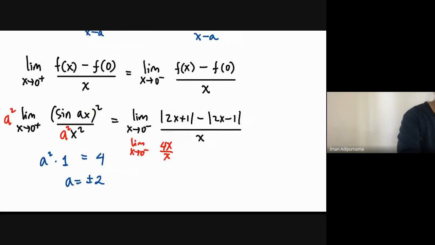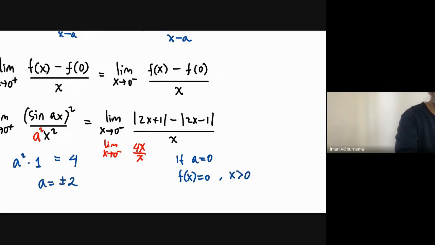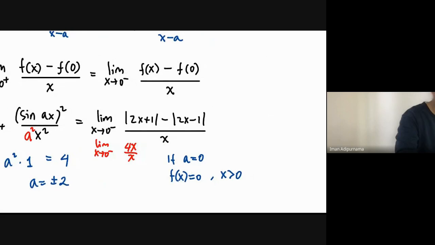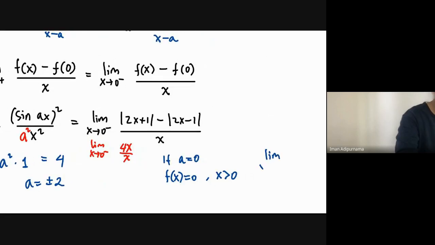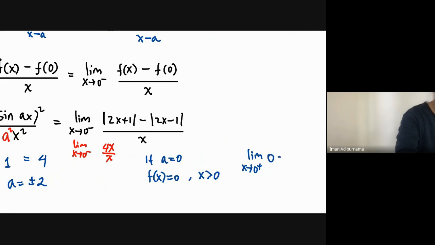So a will be plus minus 2. And again, if a is 0, f of x becomes 0 for x positive, and the limit of x positive will be 0 and equal 4. So this means that a is plus minus 2 and b will be 0.